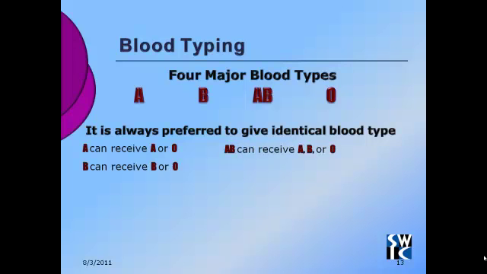Type AB patients aren't picky at all. They'll take any of the 4 blood types. Type O is quite exclusive and will only accept type O.